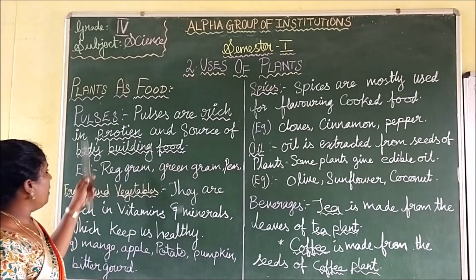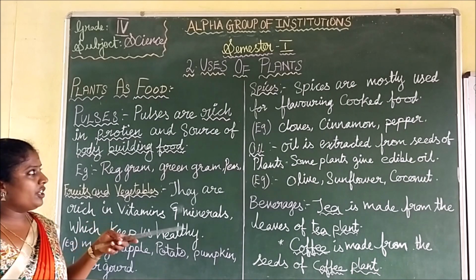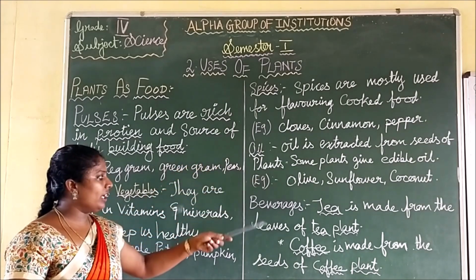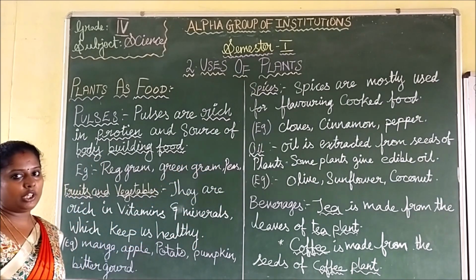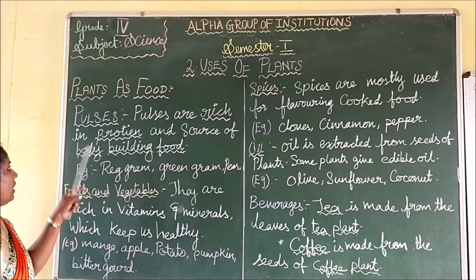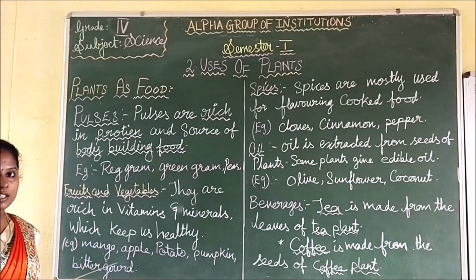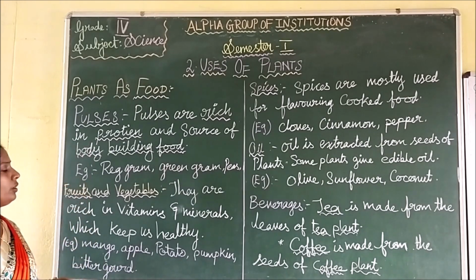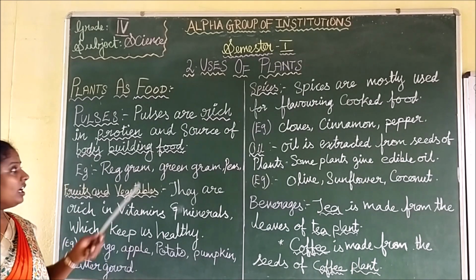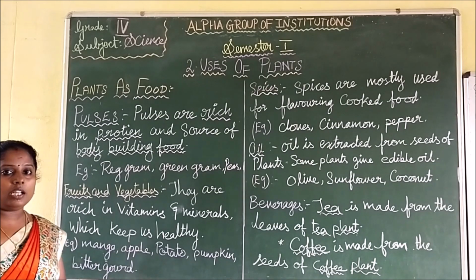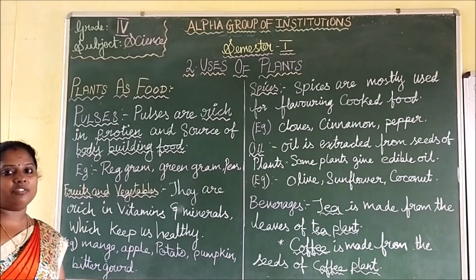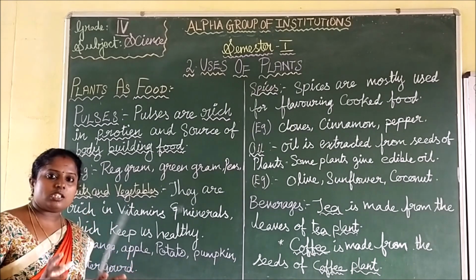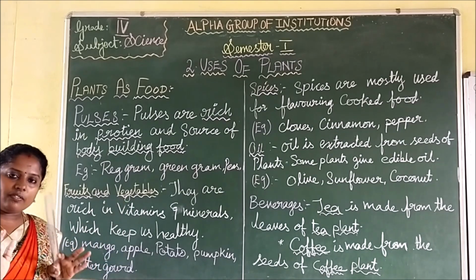Cereals, then pulses, fruits and vegetables, spices, oil, beverages. Now we are going to discuss pulses. Already we have discussed cereals. Now we are going to see about pulses. So this pulses we are getting from the plant.